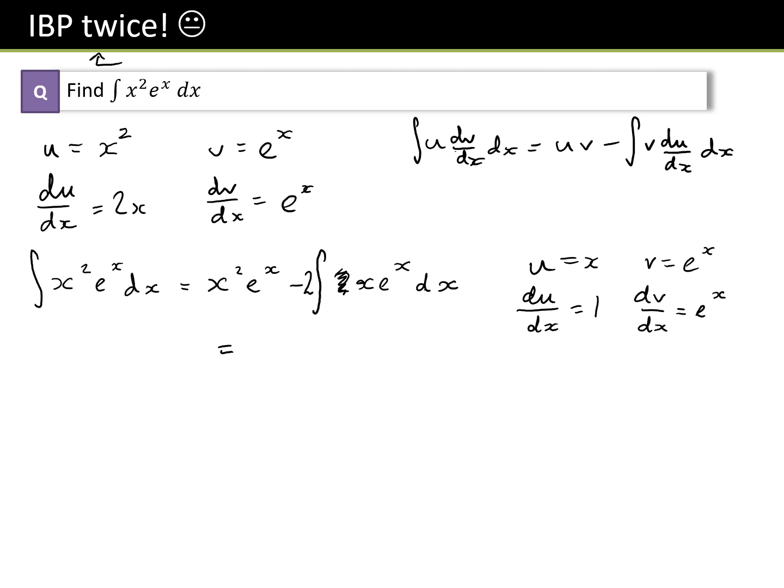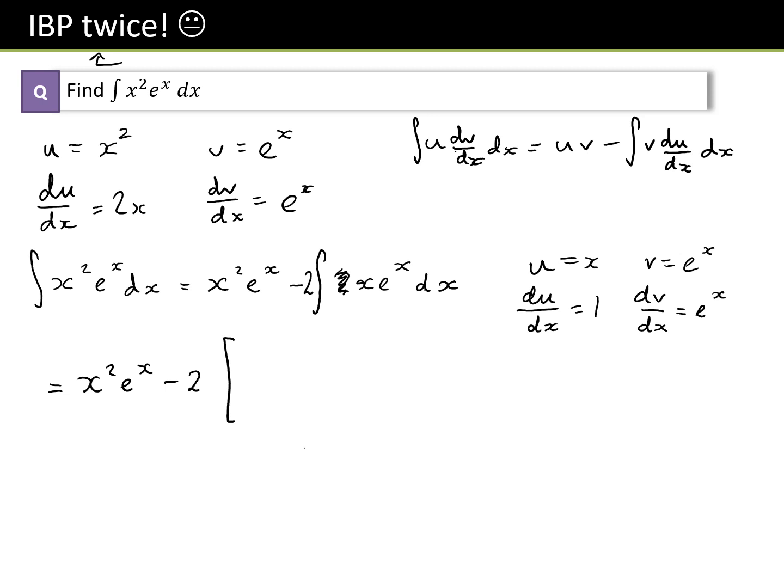Okay, and I'm going to do that because it makes it a bit nicer. So this 2, I've just brought it out the front of the integral, and then the 2 can just be dissipated from here. So I'm going to give myself a bit more space. So this is equal to x squared e to the x, hasn't changed, minus 2, then this integration, which we're working out at the moment.